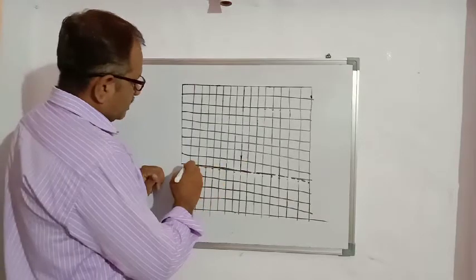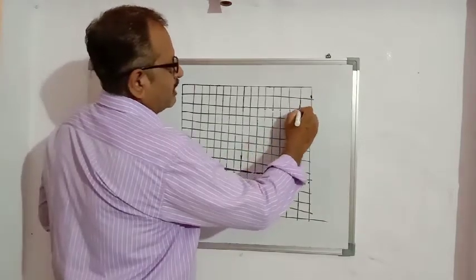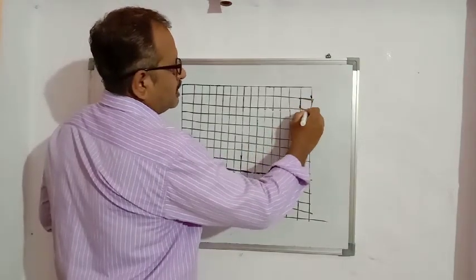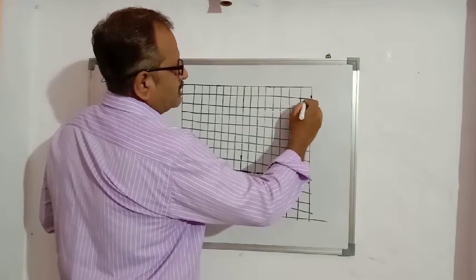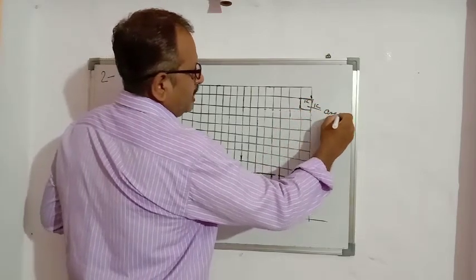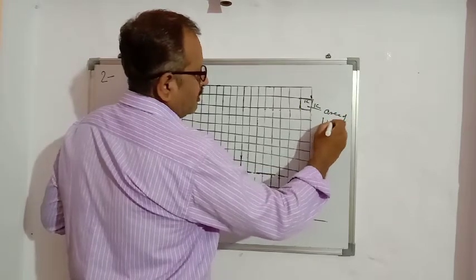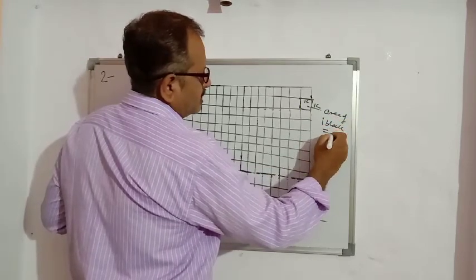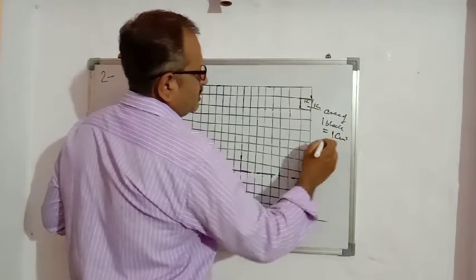We will get a square. So this is a square. It is 1 centimeter. This is 1 centimeter. So what will be the area? Area of one block is equal to 1 centimeter square.